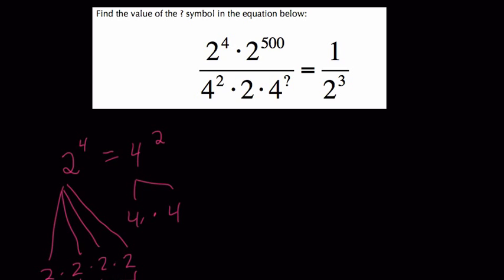What does that mean for us? It means it's awesome. These cancel out, right? They're equivalent. So now we have 2 to the 500th over 2 times 4 to some power, and we should get 1 over 2 to the third.